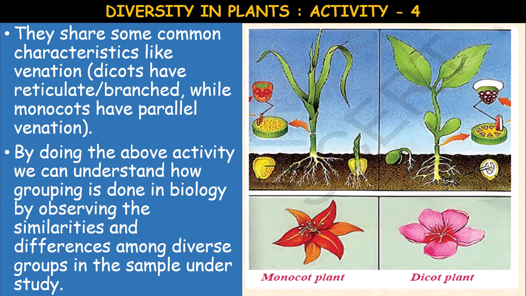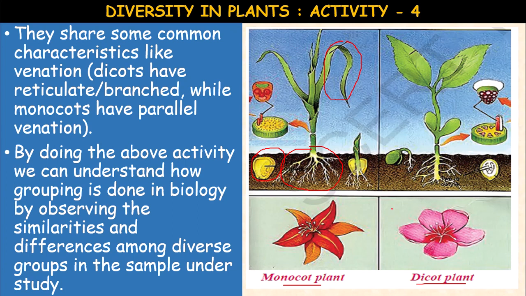Okay, tap root system, fibrous root system. So based on these few external characteristic features, root system, leaf venation, and the number of seed leaves, we grouped the plants into monocot and dicot. Okay children, some internal differences are also there, that also you have studied in 8th class.